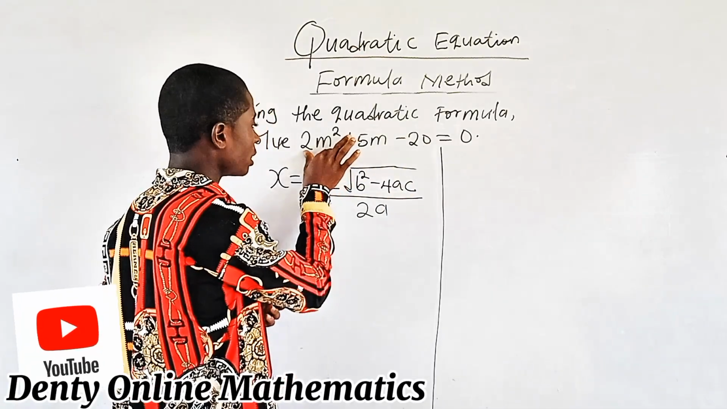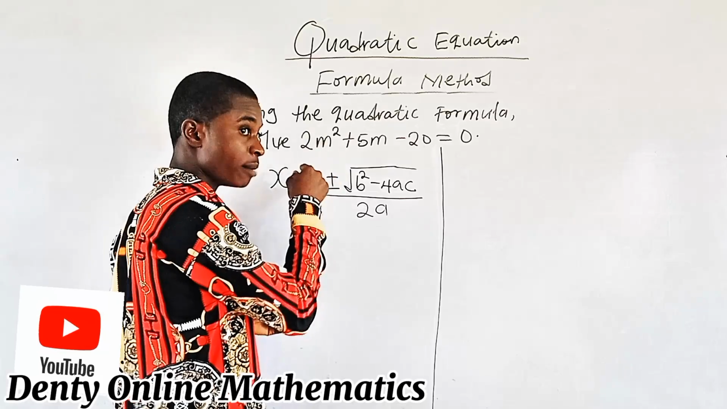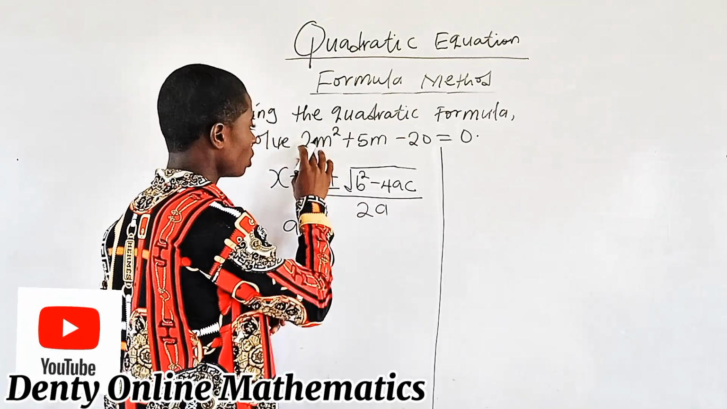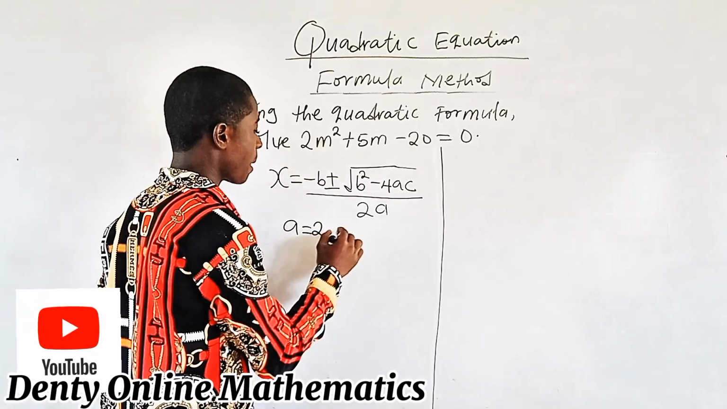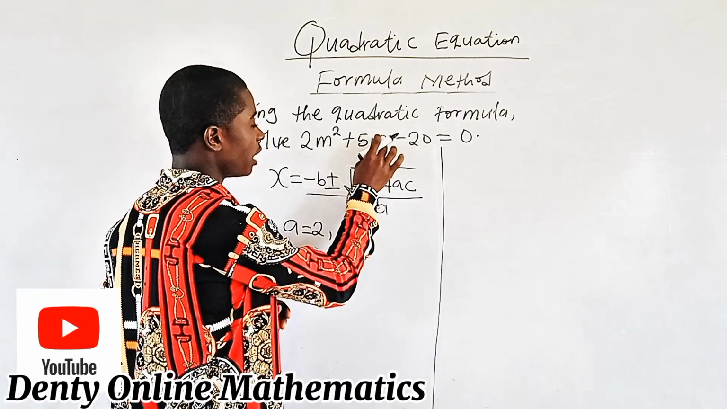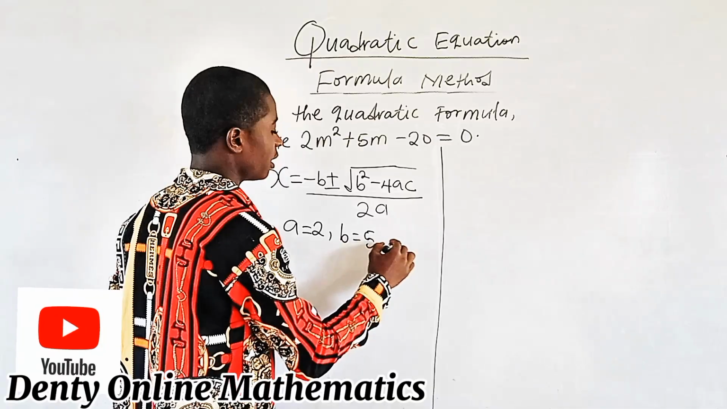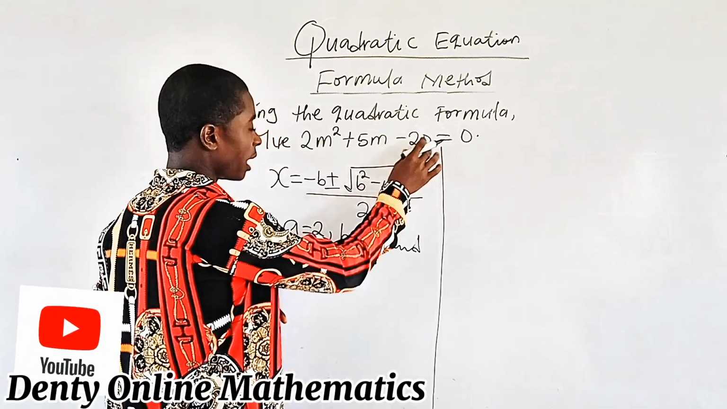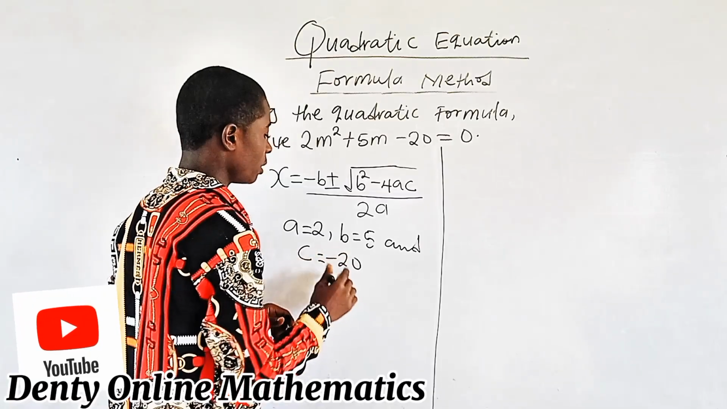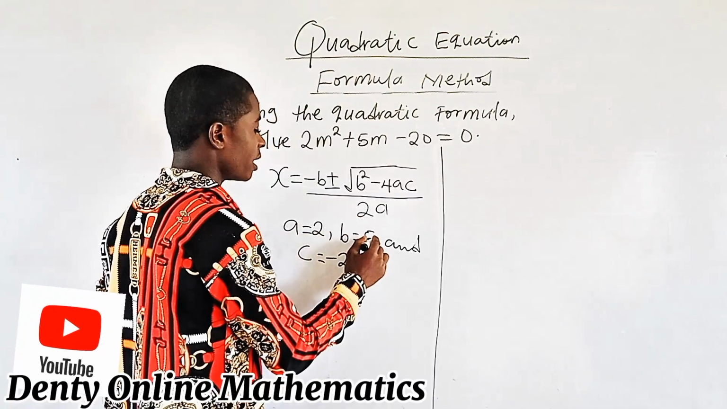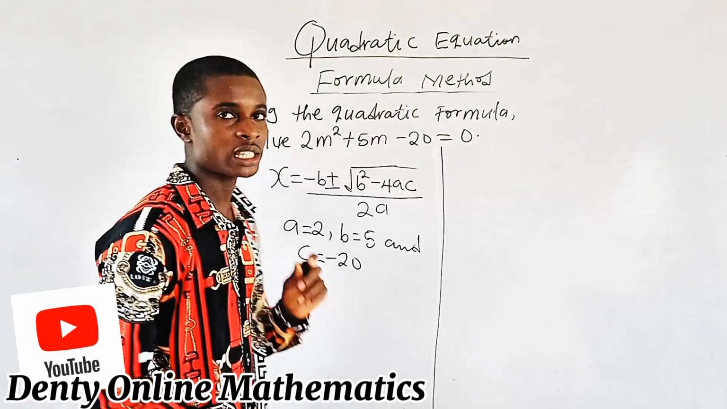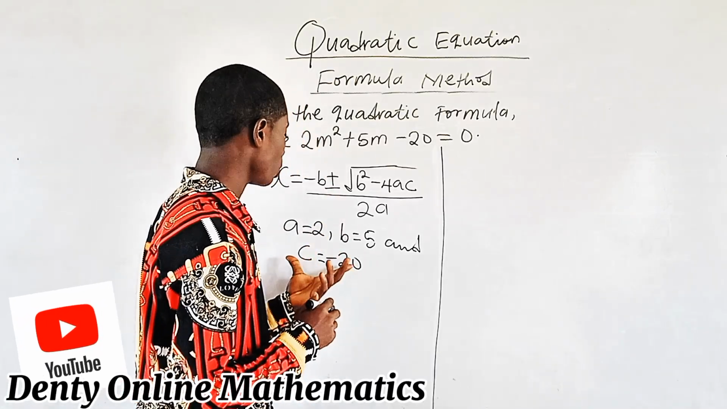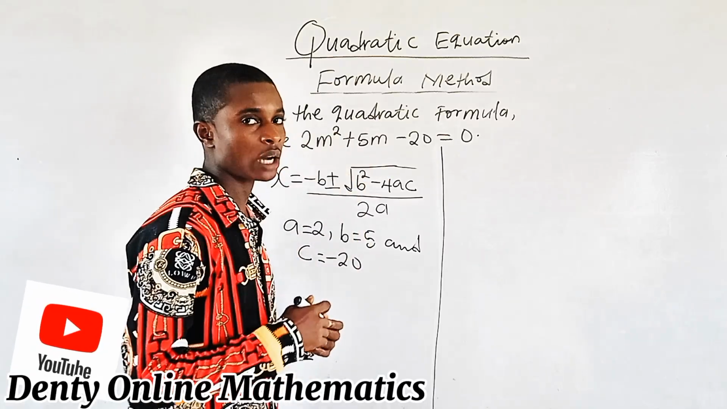So, the first one, which is m squared, the coefficient of m squared is what? A. So our a is equal to 2. And our b, the coefficient of m, is what? 5. And c is equal to the number here, which is minus 20. So now we have our a, b, and c. What's the next thing that we can do here? Simple substitution. We are going to substitute these values into the formula that we have.